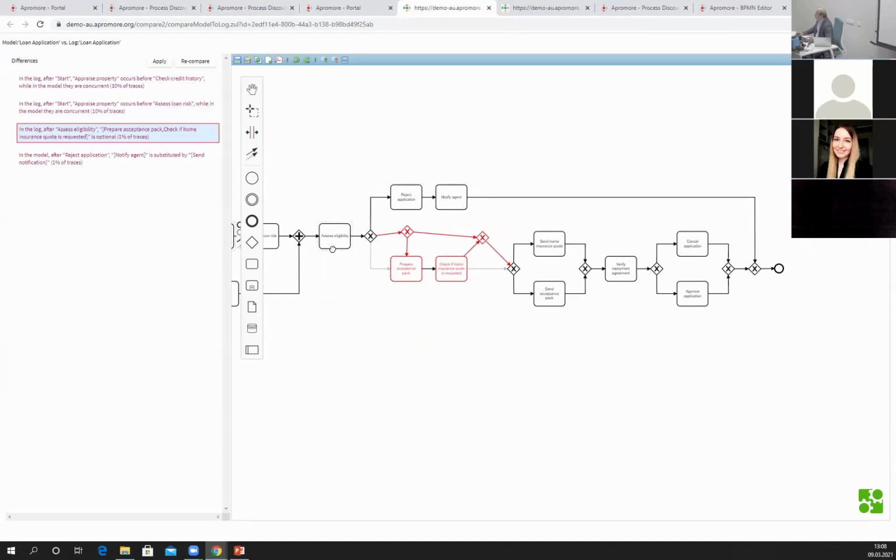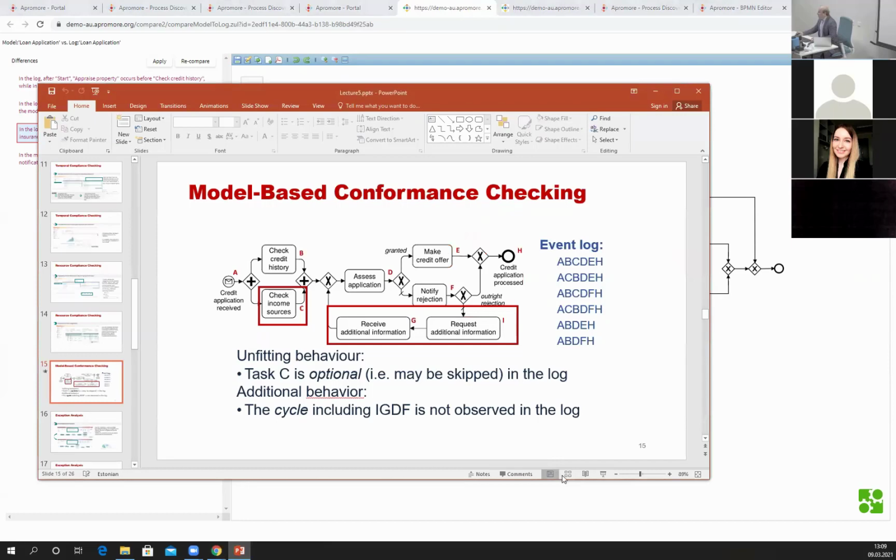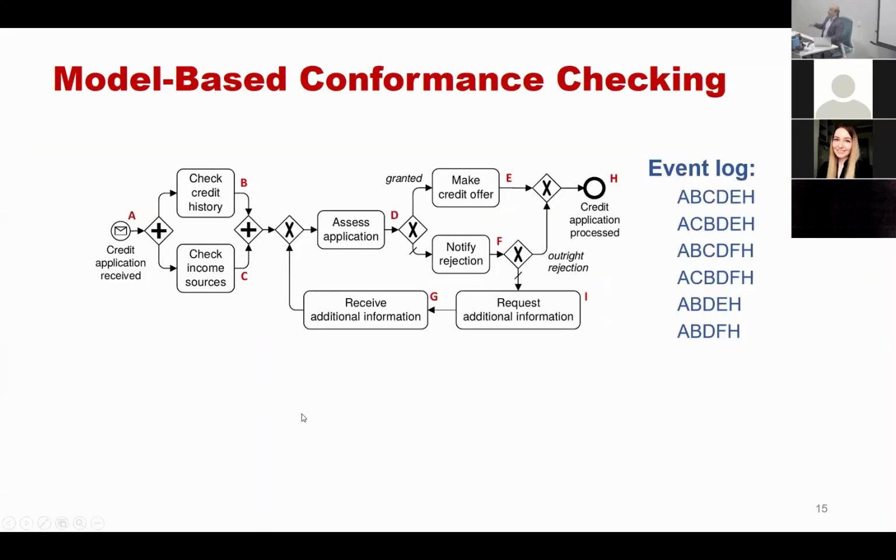Or here, after assessing the eligibility, you will prepare an acceptance pack, and you could check if the insurance quote has been requested. You should be doing this according to the model, but red, the log, shows that sometimes you are just skipping that. This means I go in here, then here, and then here, and I go straight into one of these two tasks, and these two tasks that are marked in red are not being executed. So that is what a model-based conformance checking tool will show you, in red, pathways that are not being followed by the model.